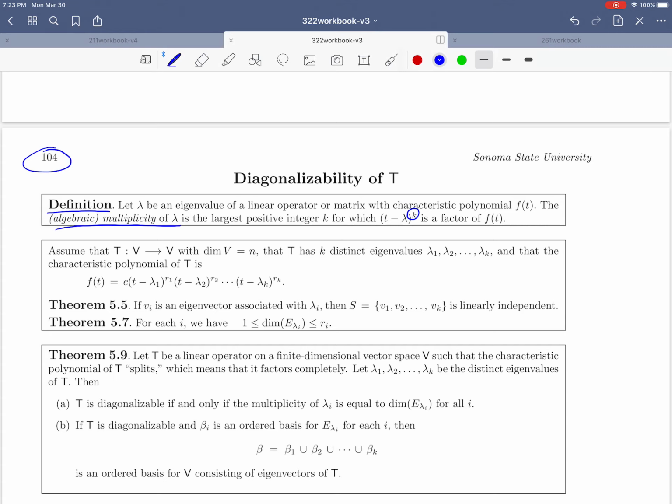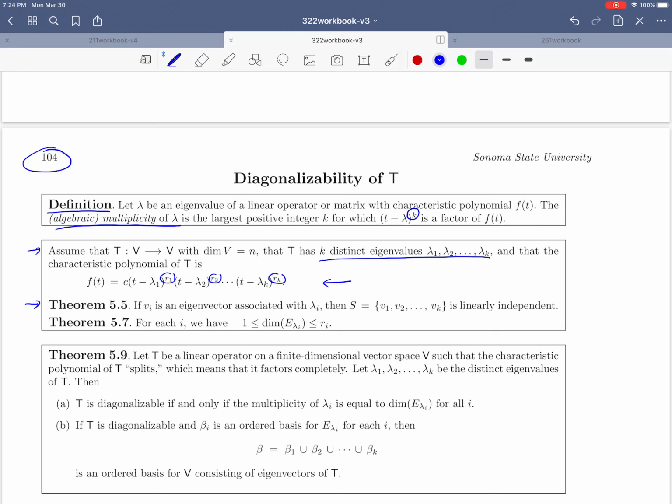There are a couple of theorems though that come first. If we look at the box right below this, let's suppose that we have a linear operator again, and a list of k distinct eigenvalues, lambda 1 through lambda k. We can form a characteristic polynomial, and you can see that in this form, the r1, r2 up to rk are the multiplicities of the eigenvalues, according to the definition above.